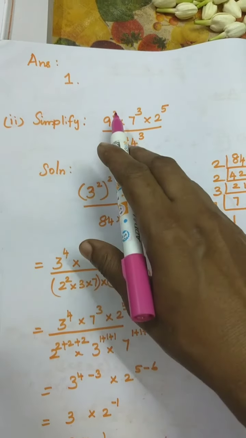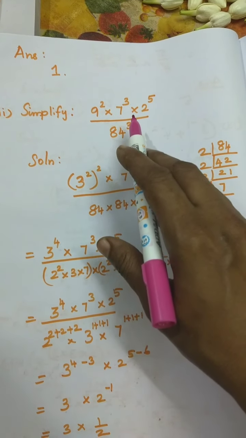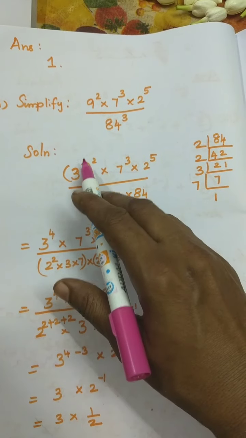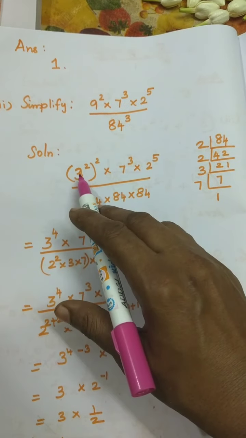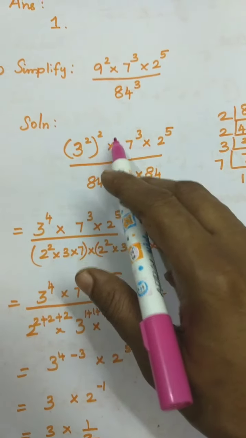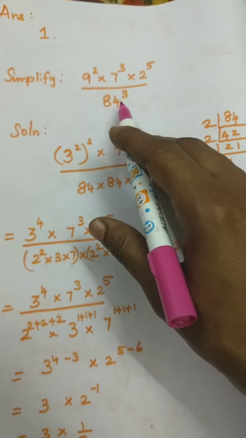Then simplify. 9 square into 7 cube into 2 power 5 divided by 84 cube. Okay. 9 square can be written as 3 square the whole square. 3 square means 3 into 3, 9. We can write like this: 3 square the whole square. Then 7 cube into 2 power 5. Then 84 cube, isn't it?